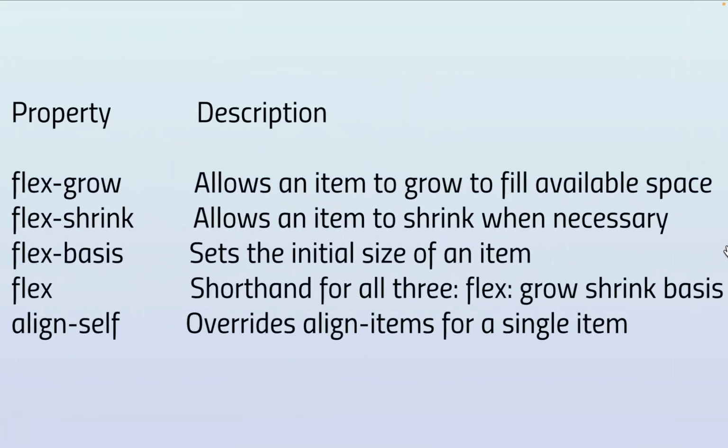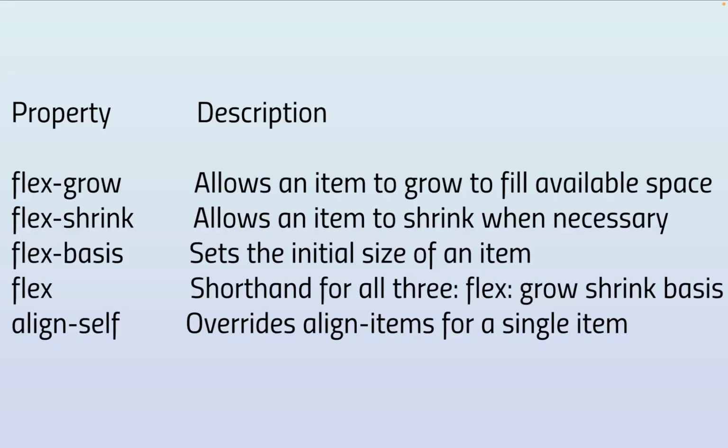Flex items, or children of a flex container, can grow, shrink, and define their base size using the following: flex-grow, to allow an item to grow and fill available space; flex-shrink, allowing an item to shrink when necessary; flex-basis, setting the initial size of an item; and then flex is a shorthand for flex-grow, flex-shrink, and flex-basis. So you put 3 values with that one.